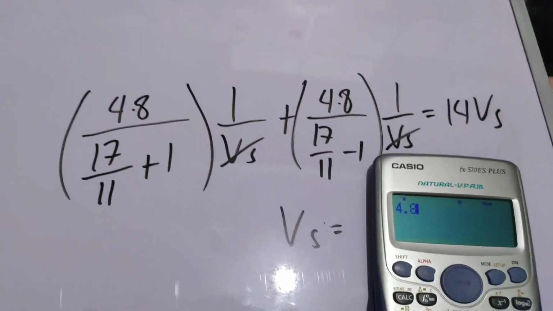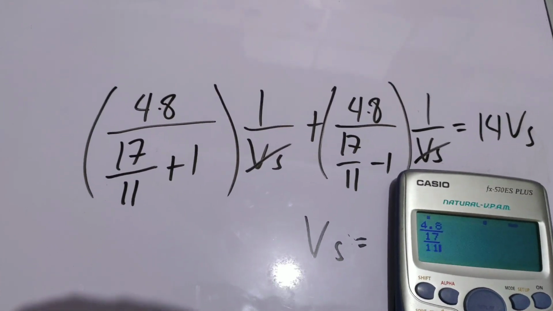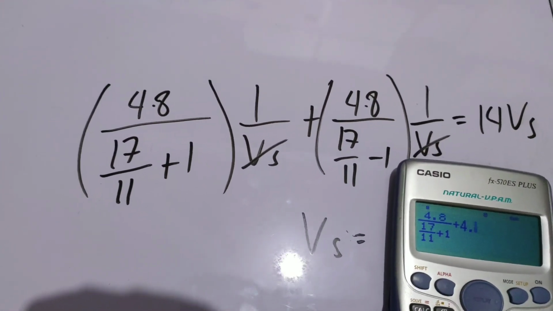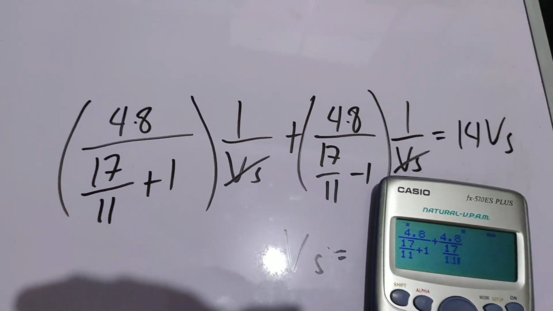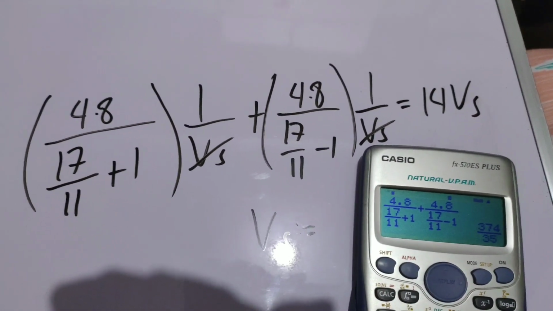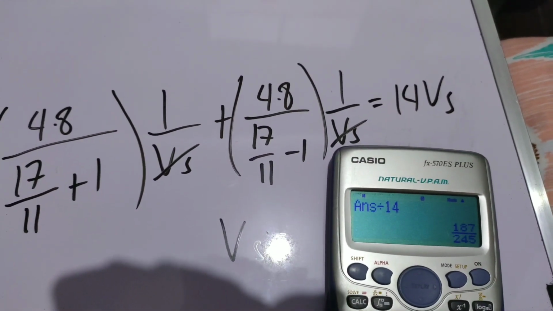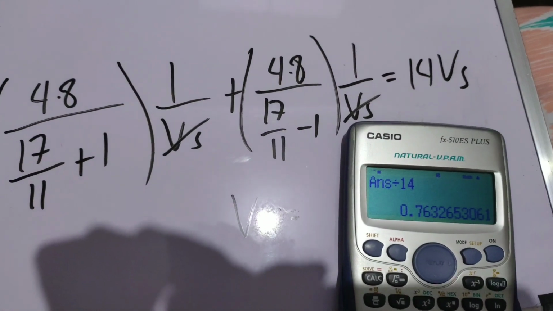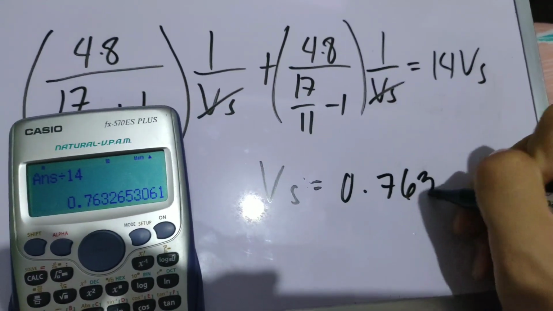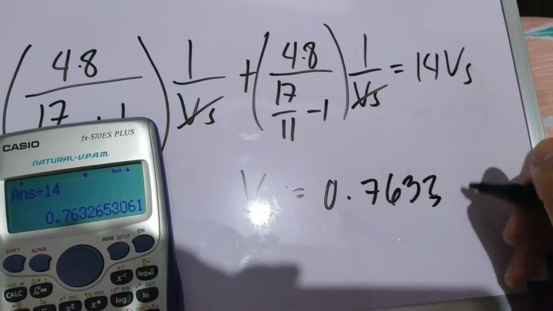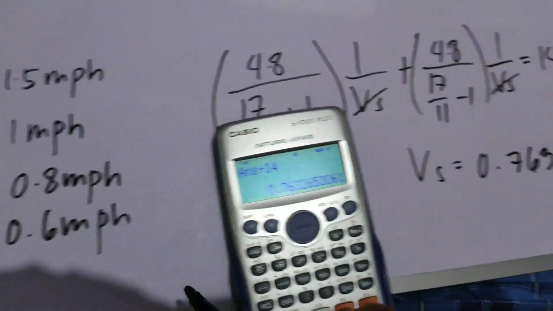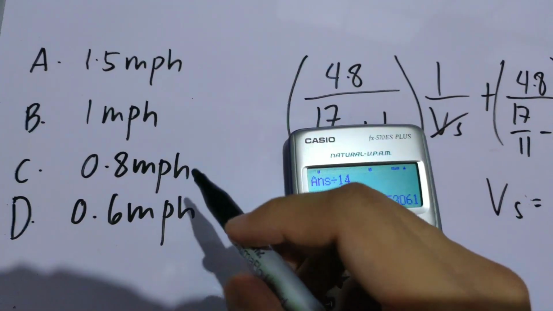So, 4.8 over 17 over 11 plus 1 plus 4.8 over 17 over 11 minus 1. Tapos, solve natin yan. Tapos, i-divide natin ng 14. So, ang sagot dito is 0.7632. So, ang VS natin is 0.7632 or 33 mph. Miles per hour to. So, based sa choices, ang pinakamalapit dito ay yung letter C. So, na-round off lang to. Ang tamang sagot ay letter C.